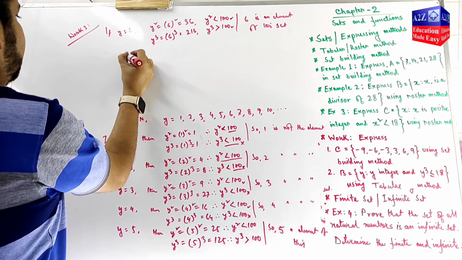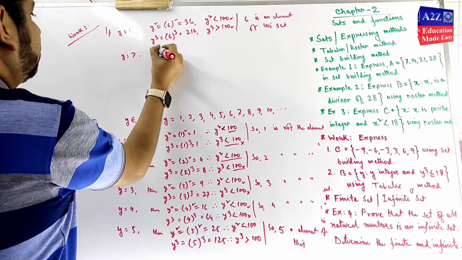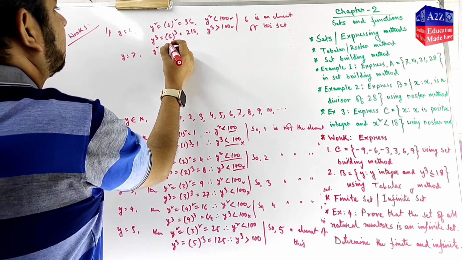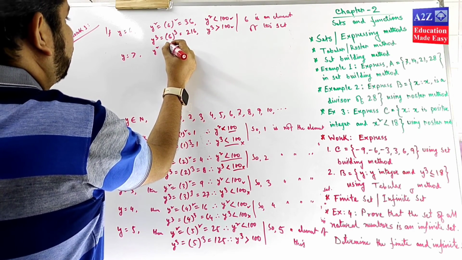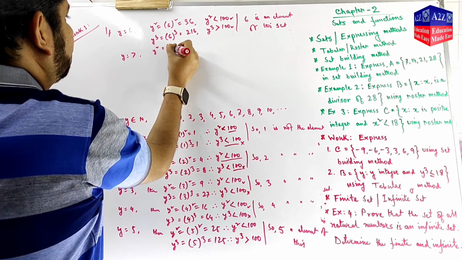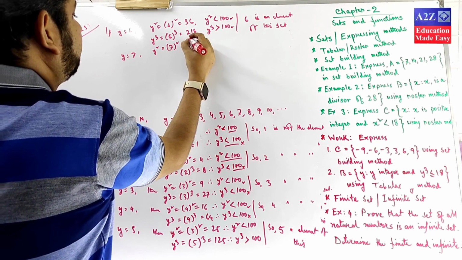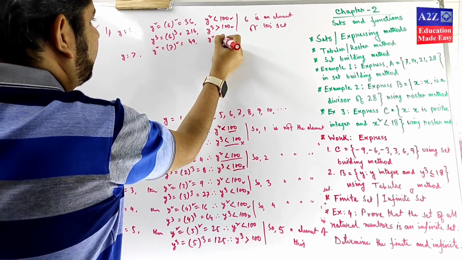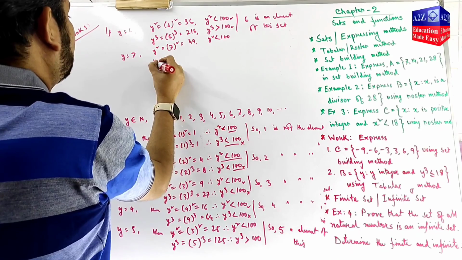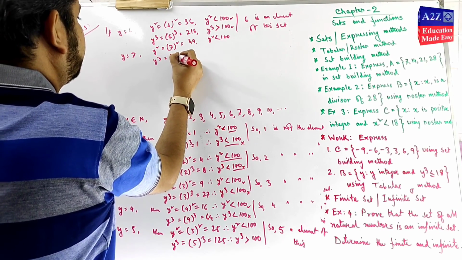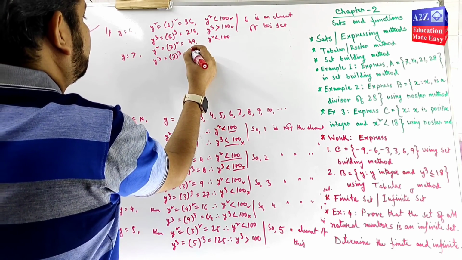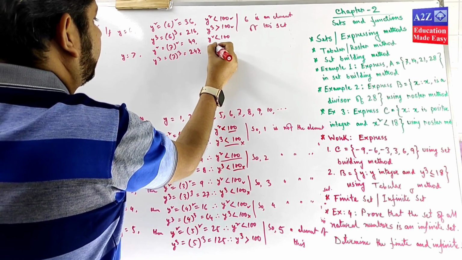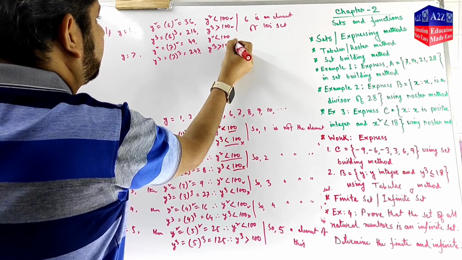Okay, if y equals 7, then y square equals 7 square, which means 49. So y square is less than 100. Y cube, 7 cube, means 243. Therefore y cube is also greater than 100. Both these conditions are satisfied.